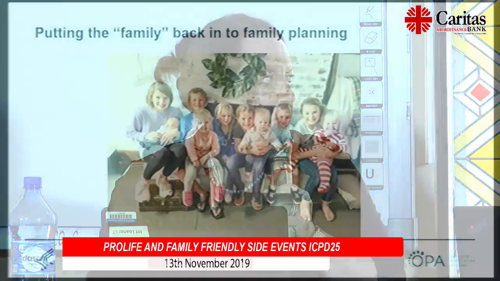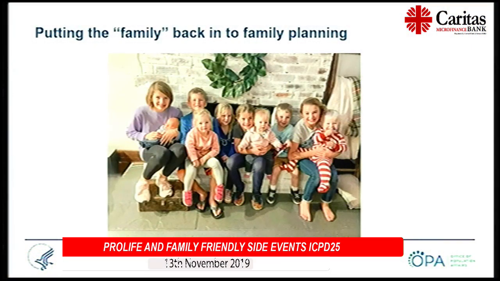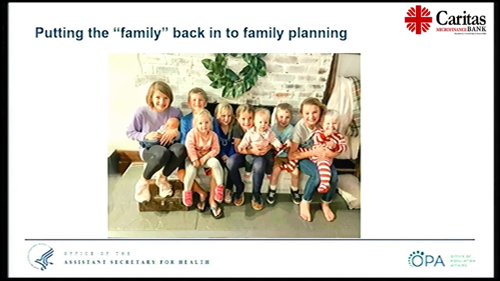And this is one of the reasons. These are my 10 grandchildren. And putting the family back into family, I know I don't look old enough to have 10 grandchildren. Thank you for saying that.